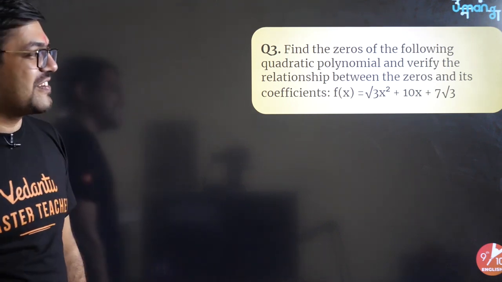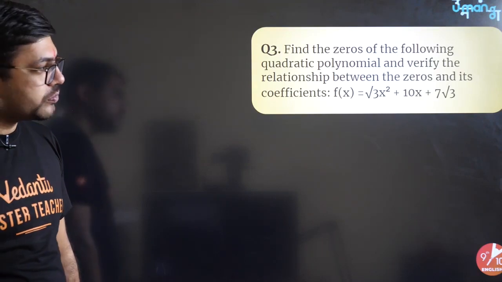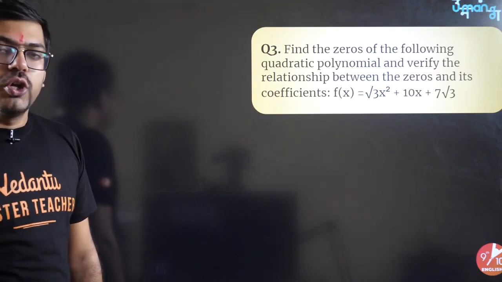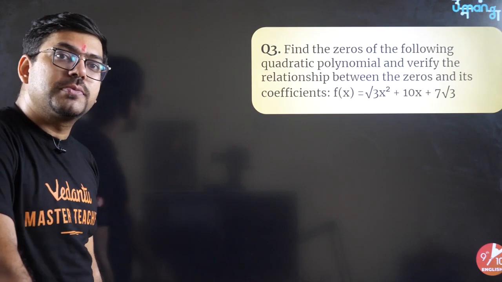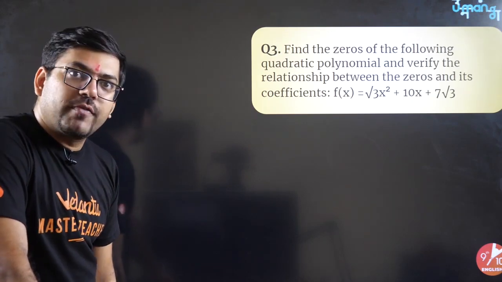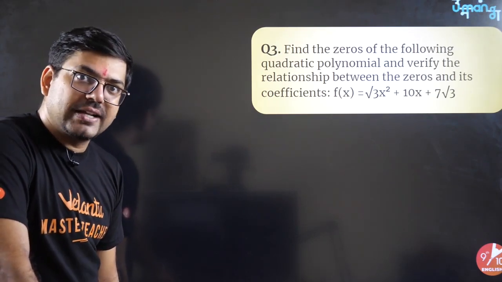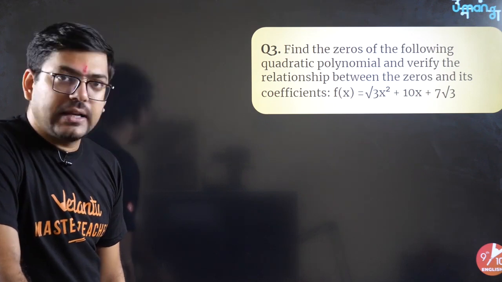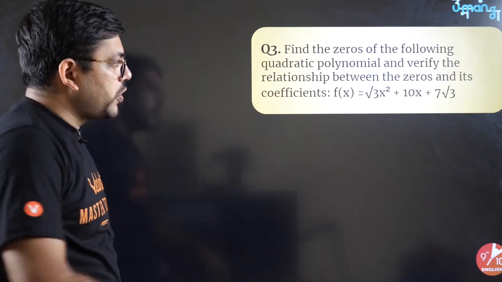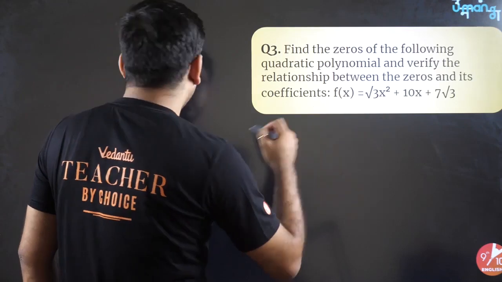So we have got this equation, root 3 x square and then 7 root 3. We have already talked about how middle term splitting works: you have to multiply the first coefficient, that is the coefficient of x square, and the last term, that is the constant. So what you have got? You have got root 3.